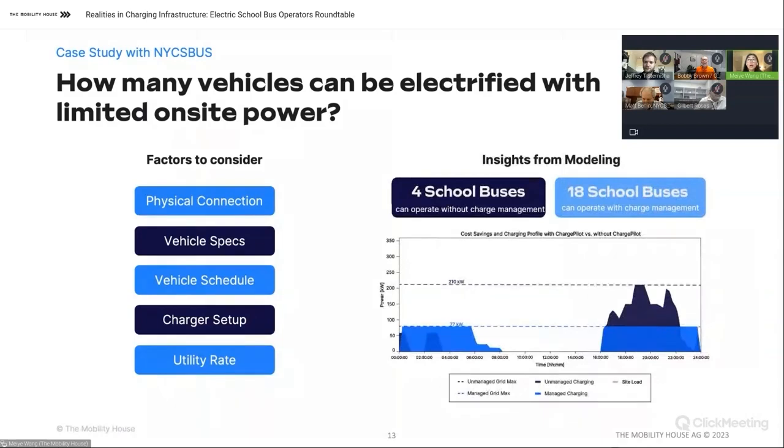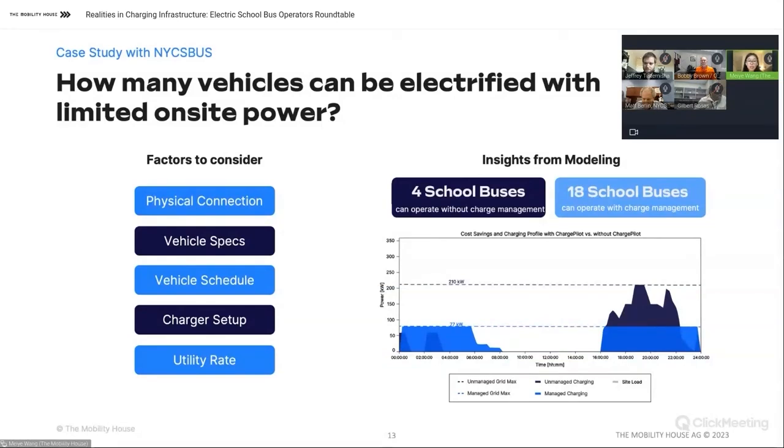And this number we find out to be 18 school buses with the 80 kilowatt power, in contrast to the 4 buses that we would be able to do if we don't have any charge management consideration. And this 18 number was able to inform NYCSBUS's decision.